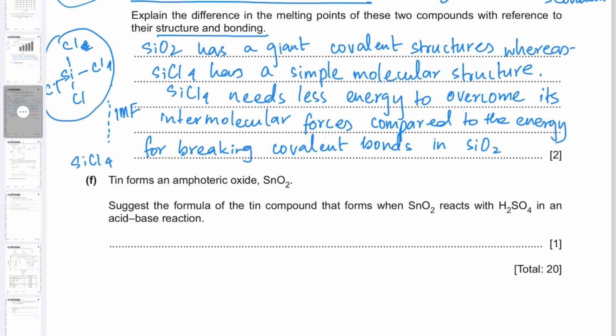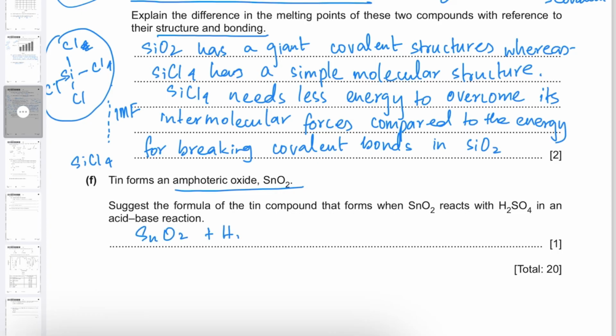F. Tin forms an amphoteric oxide. Amphoteric oxides are those which can react with both an acid and an alkali. Suggest the formula of the tin compound that forms when tin oxide reacts with sulfuric acid in an acid-base reaction.